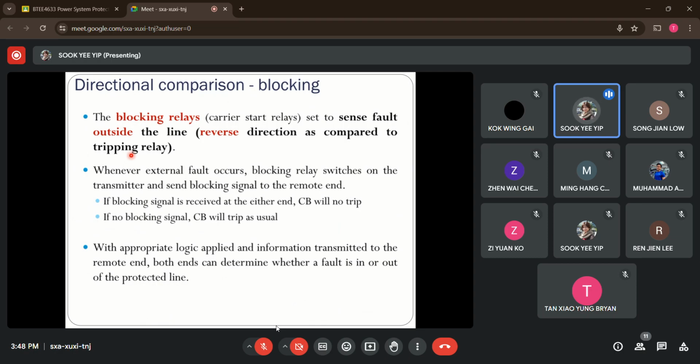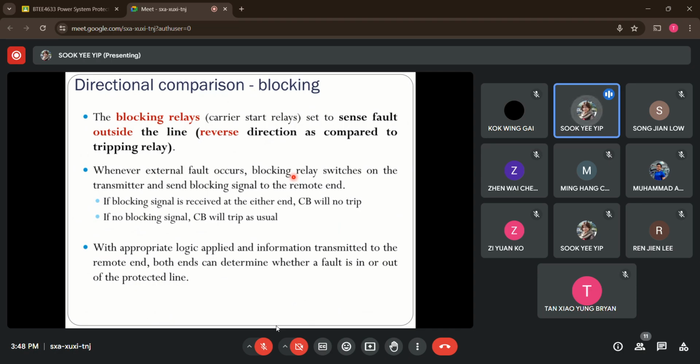Now, why is it called the carrier start relay? Because the communication is activated by the blocking relay. Whenever an external fault is detected, this blocking relay will start to switch on the transmitter. It will send a signal to the other side, which is the blocking signal, to stop the relay at the other side from tripping the breaker. So in general, this is how it works.